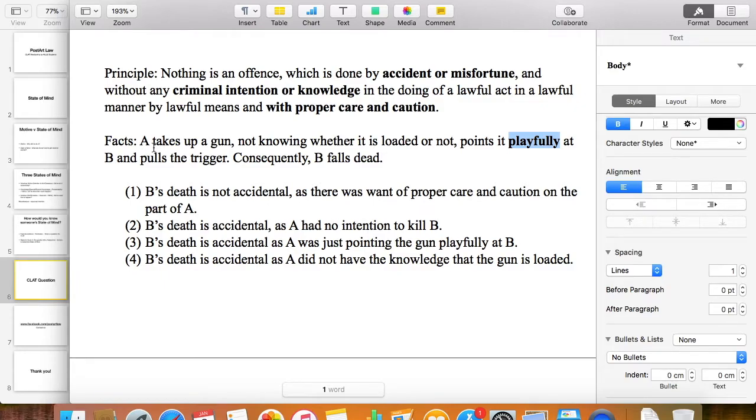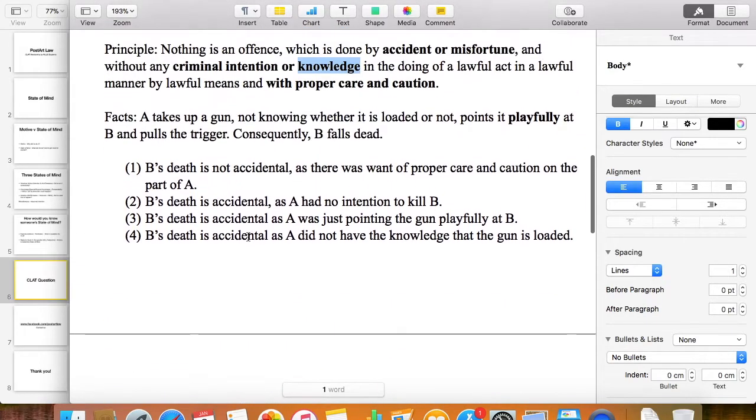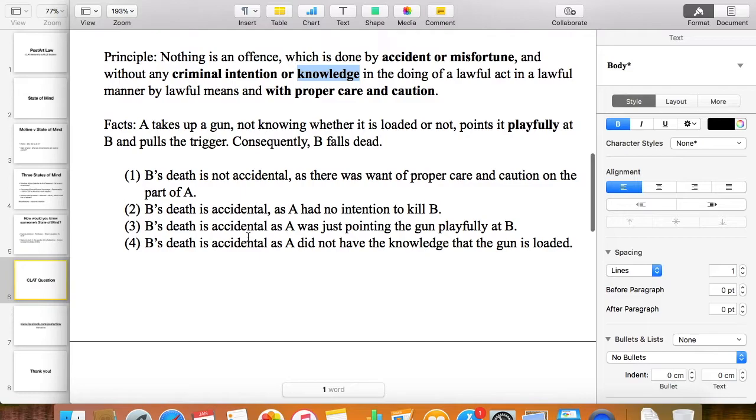So here, A did not check whether the gun was loaded or not, right? And A had that knowledge that if the gun was loaded, B could end up dead, and he still went ahead and playfully pulled the trigger, right? So ideally, A should be held liable, maybe not for murder, but for some other crime, right?